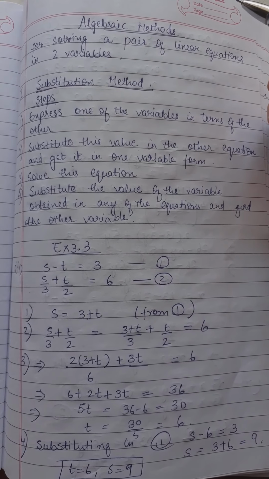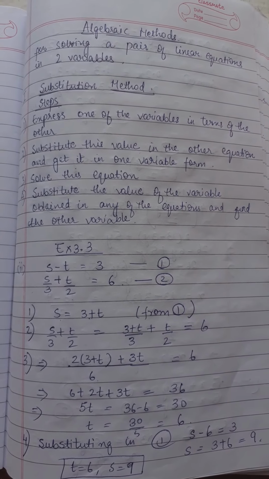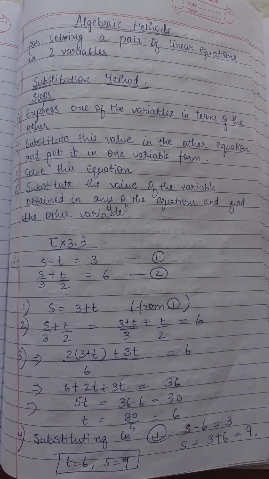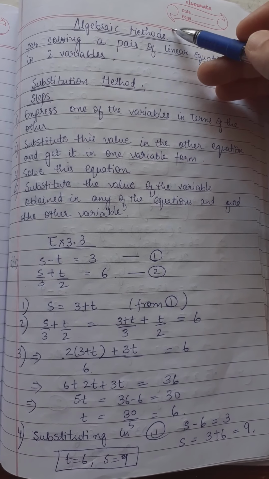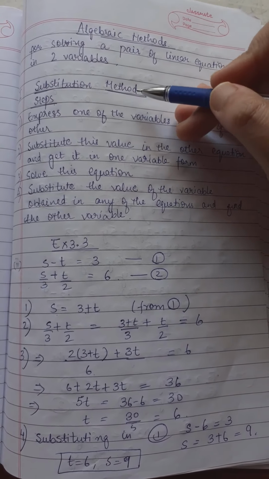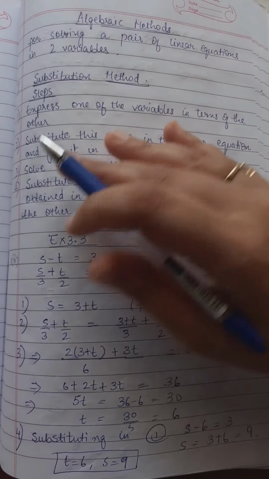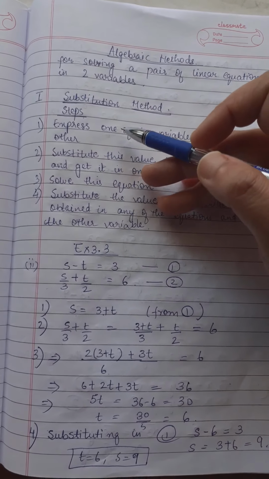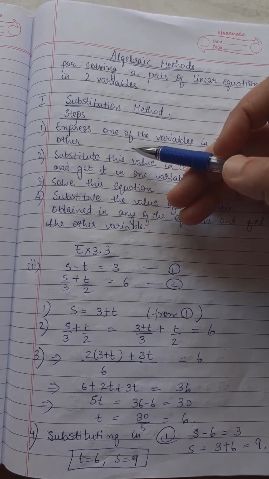Last time we had discussed the graphical method of finding a solution for a pair of linear equations in two variables. Now we will discuss the algebraic methods. Among all the algebraic methods, the first method is the substitution method, which we will discuss. There are four steps to solve using the substitution method.